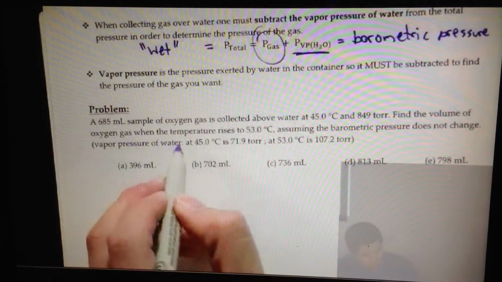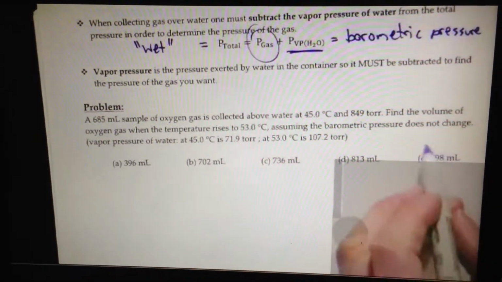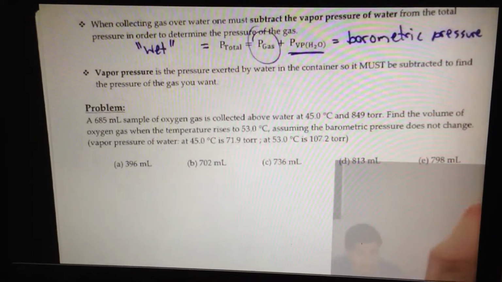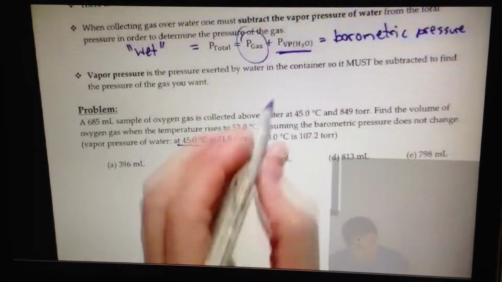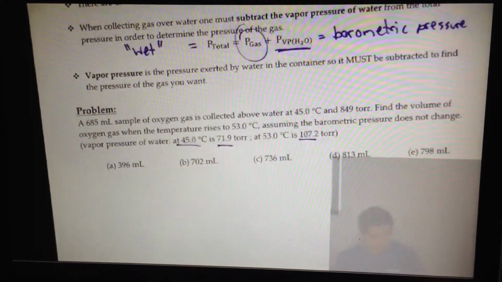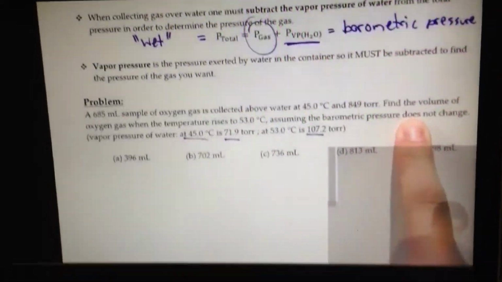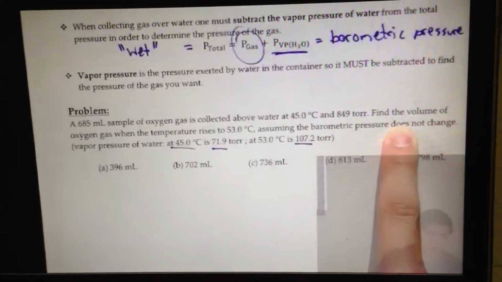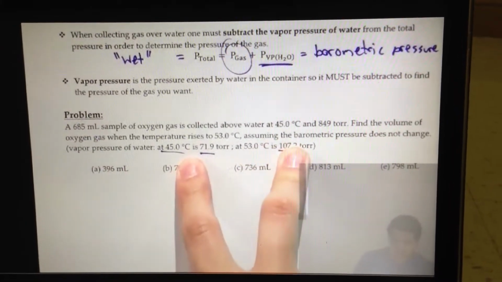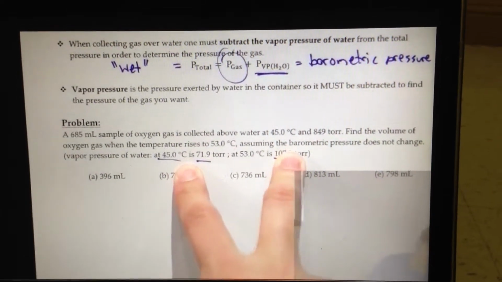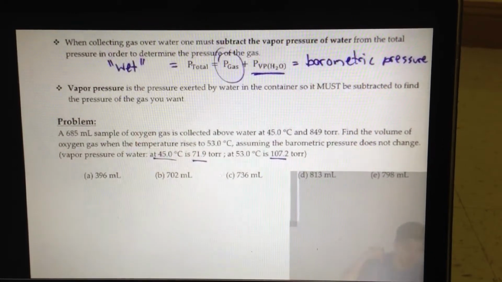Find the volume of oxygen gas when the temperature rises to 53 degrees Celsius, assuming the barometric pressure does not change. Okay, so the vapor pressure of water at 45 is 71.9, and the vapor pressure of water at 53 degrees Celsius is 107.2. Now the barometric pressure does not change, but does the pressure of water change? Yes, at different temperatures, the vapor pressure is going to change. So that means the pressure of oxygen will also change.